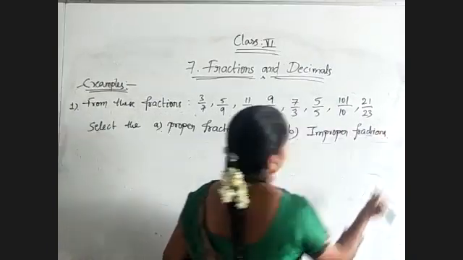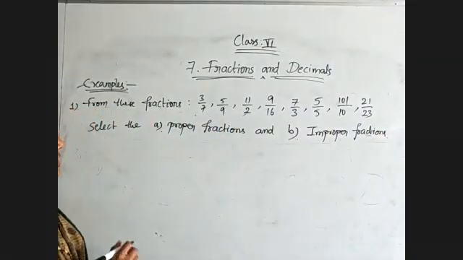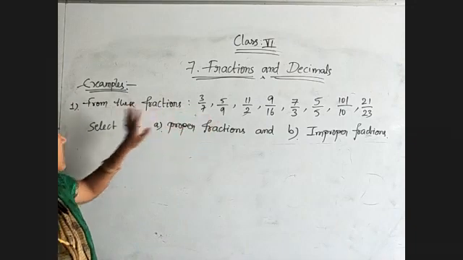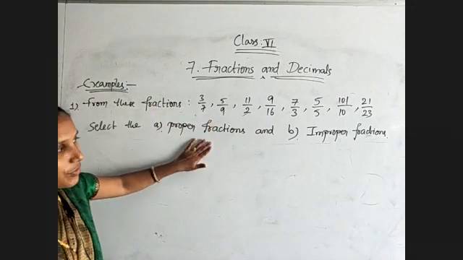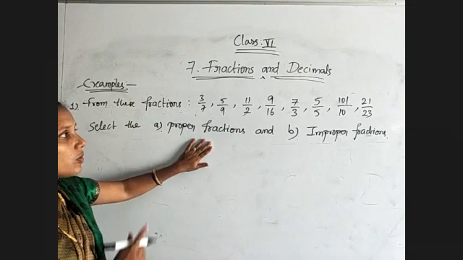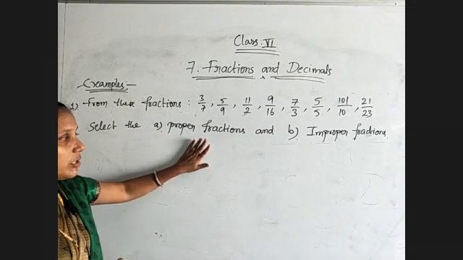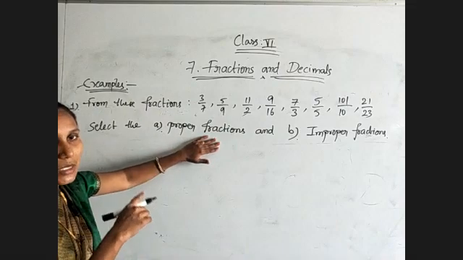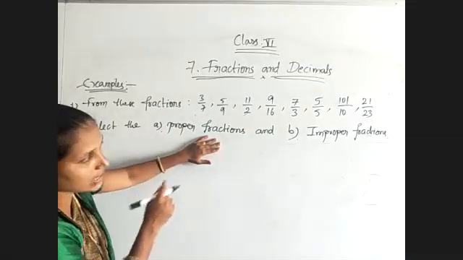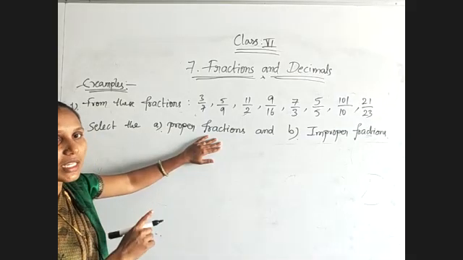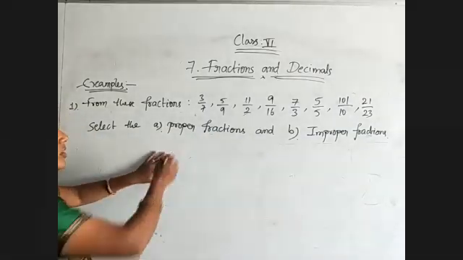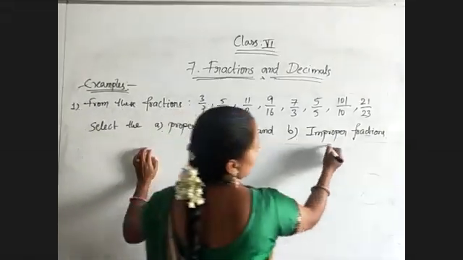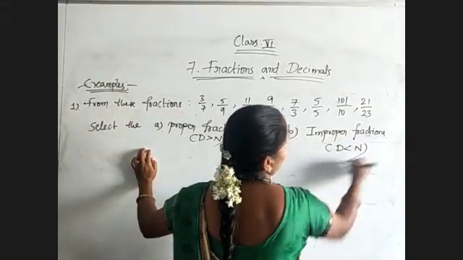Okay, observe the given question. Here they have mentioned some fractions. From these fractions, select the proper fractions and improper fractions. So which are proper, which are improper, we need to select them. We know that proper fractions mean the denominator must be greater than the numerator, and in case of improper fractions, the denominator must be lesser than the numerator. So denominator is greater than the numerator for proper and denominator is lesser than the numerator for improper.